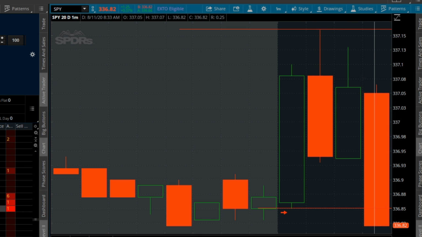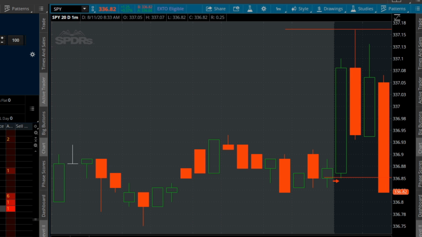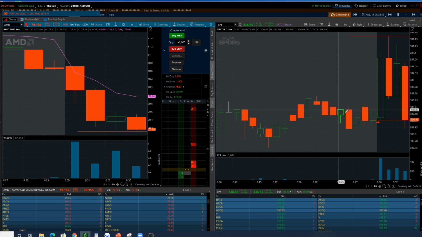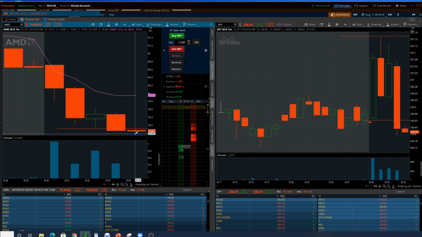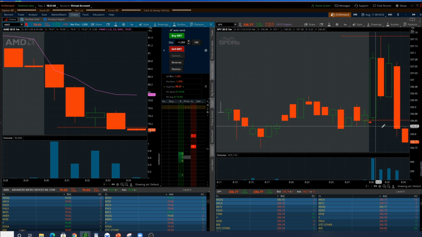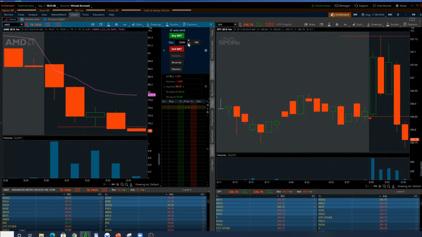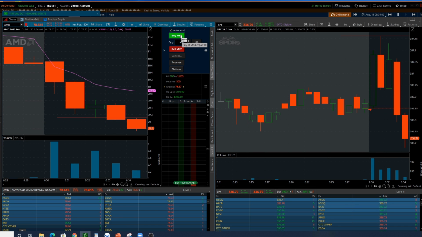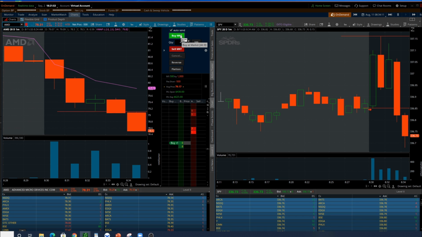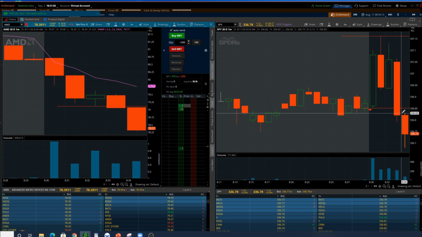So we have this range here, and we're finally getting the break on the downside. Again, it's breaking this 336.85 low of the day level. When we get that, we can jump in short on this move and look for AMD. You can see as soon as the SPY breaks the low of the day, what do we get? We get an accompanying move here in AMD, and we can scalp it really quickly. Look for 78.50 here, and then get out at 78.50.